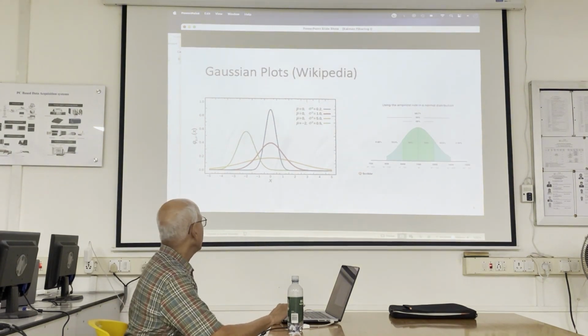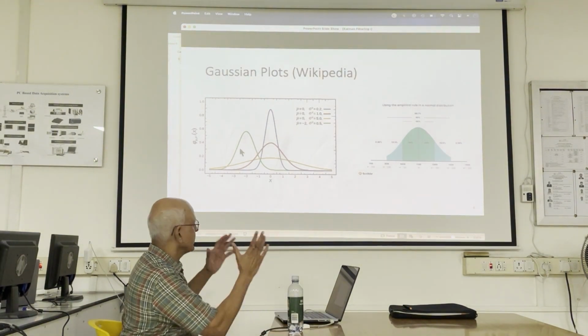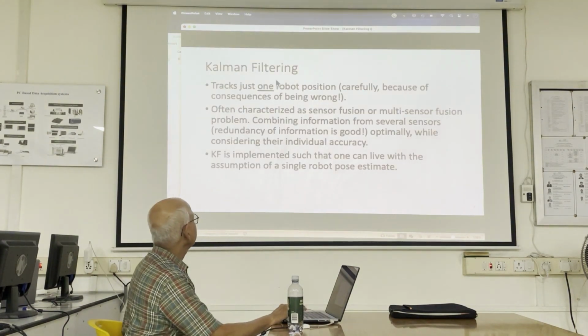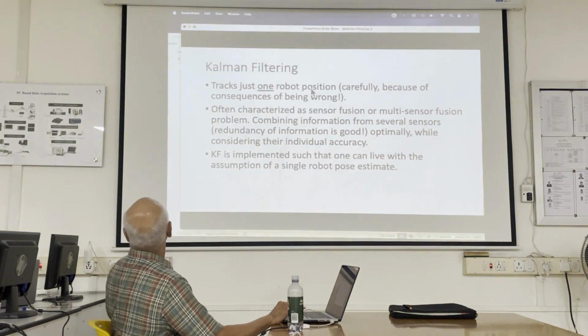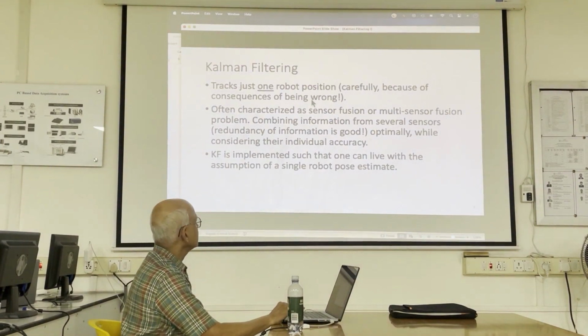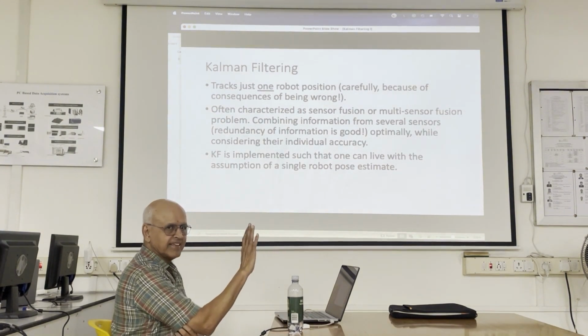And this one just shows that basically the mean can be anywhere. That's all it does. The mean doesn't have to be 0. You can move the Gaussian anywhere. So Kalman filtering tracks just one robot position carefully, because the consequences are being wrong. Because if you miss it, then the Kalman filtering is gone.